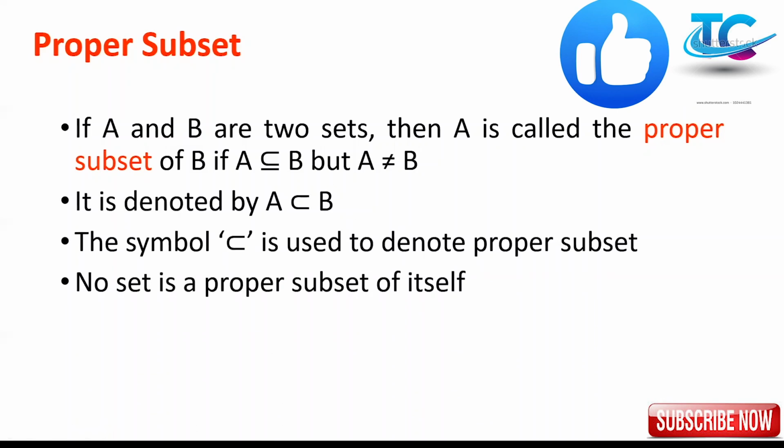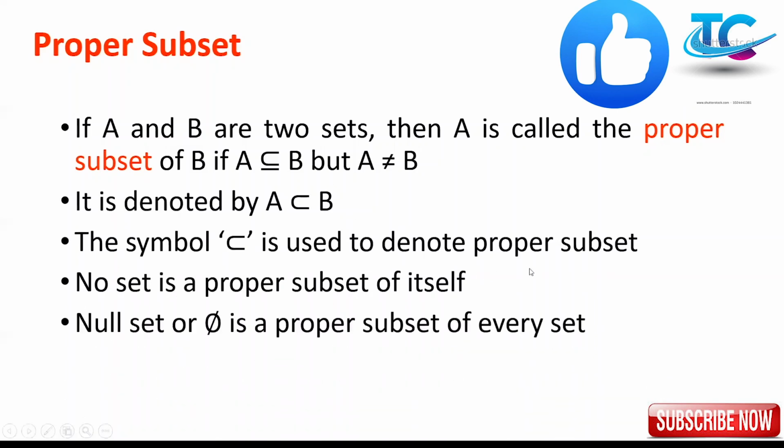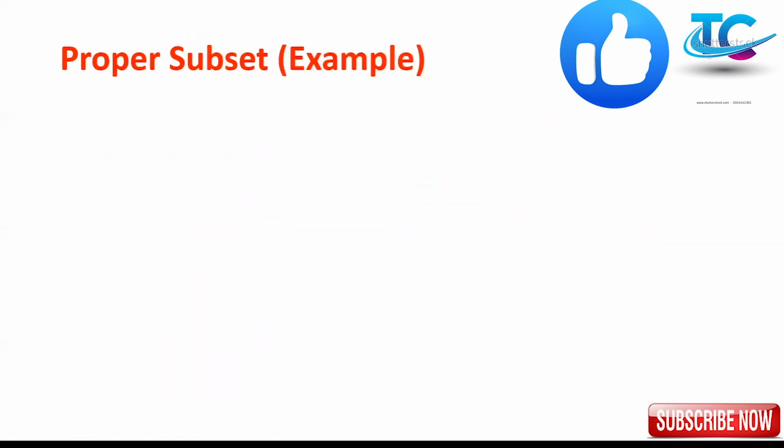Again, there are 2 points. No set is a proper subset of itself, and the null set, phi, is a proper subset of every set. So we must remember these 2 points: no set is a proper subset of itself, and the null set is a proper subset of every set. So let's see some examples of proper subset.